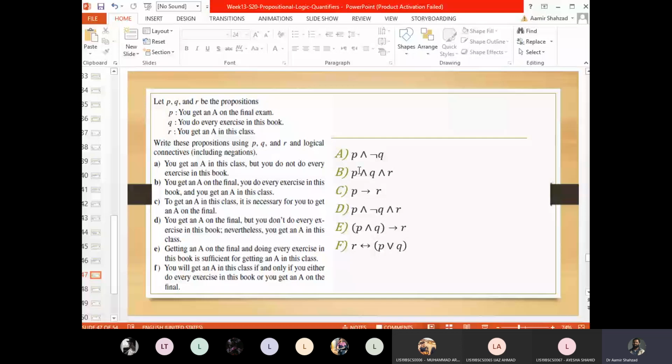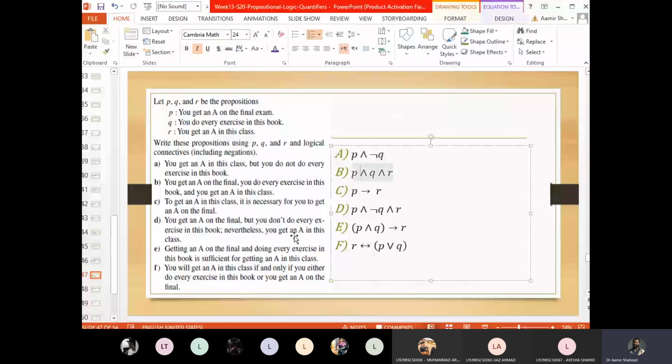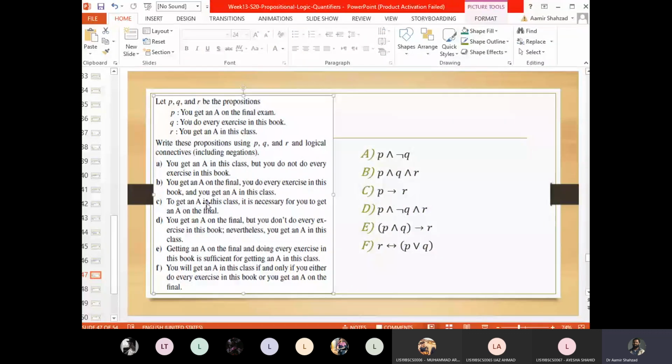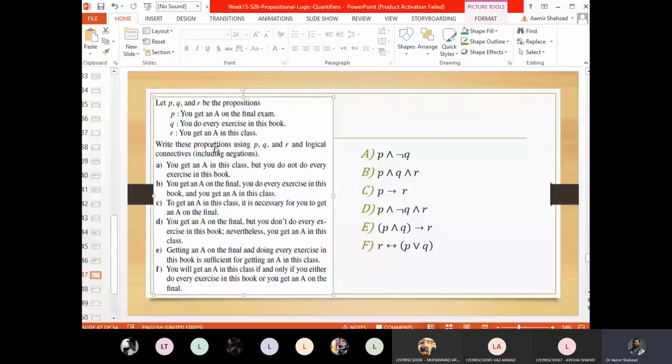So let's try to do some more exercises. Yeah, we still have time, so we can just quickly do some exercises. Let's see. We are given three statements, P, Q, and R. These propositions are: P is you get an A in the final exam, Q is you do every exercise in the book, and R is you get an A in the class. So write these propositions using P, Q, and R with logical connectives.